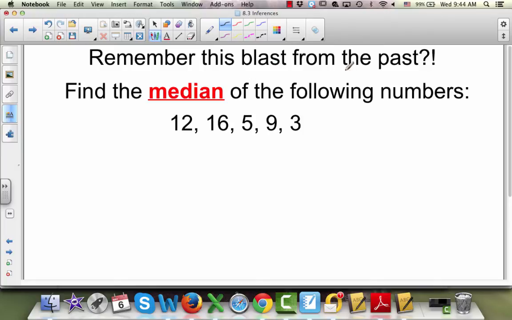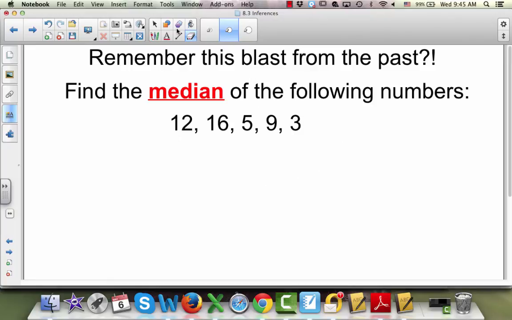Oh, remember this blast from the past? Find the median of the following numbers. Do you remember how to find a median? Well, the first thing you do is always put the numbers in order. So 3, 5, 9, 12, 16. And then you mark off one on each end, mark off another one on this end, another one on this end, and 9 is the middle number, so that makes it the median. All right, so 9 was the median in that case.